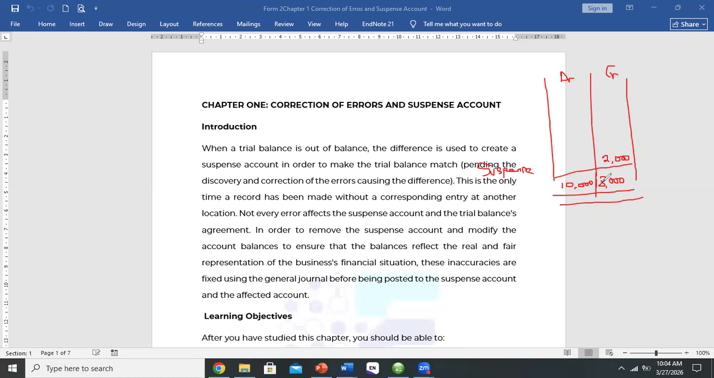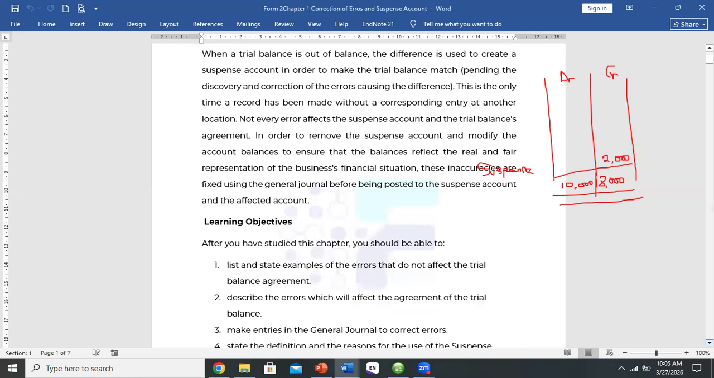There is a difference in your trial balance. So put it in suspense account. Go and investigate what is causing that difference. And then come and correct that error. Okay? So by the end of the lesson, I'm expecting my professors to be able to do the following. You should be able to list and state the examples of errors that cause some of these differences in the trial balance.